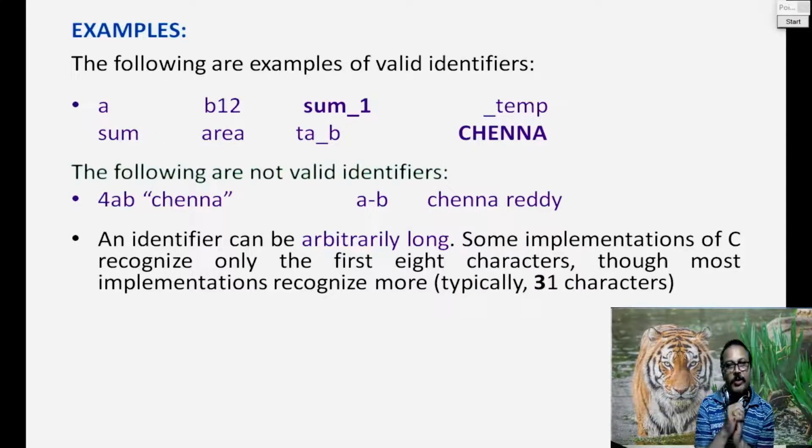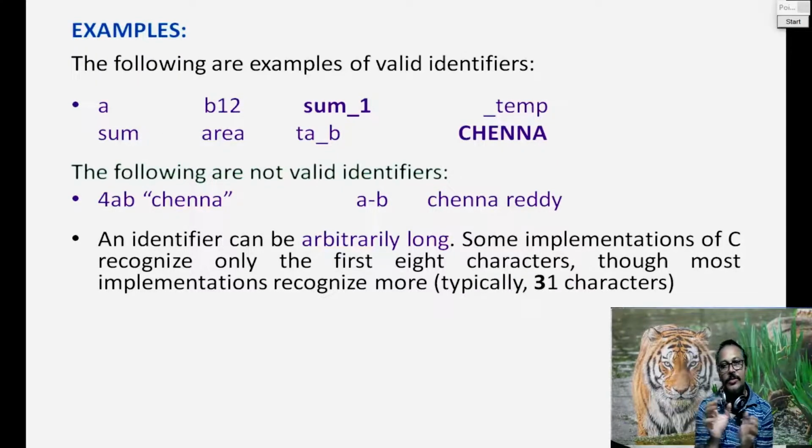So you can see some of the valid identifiers, and then invalid identifiers. 4AB is invalid because it's starting with a digit, not a letter. Next is a name written in double quotes, invalid because you are starting with another character called quote. The quote is not permitted in the identifier. A minus B is not valid, minus is not permitted. Chenna space Reddy is also not permitted because there is a space. Your identifiers should not consist of spaces.